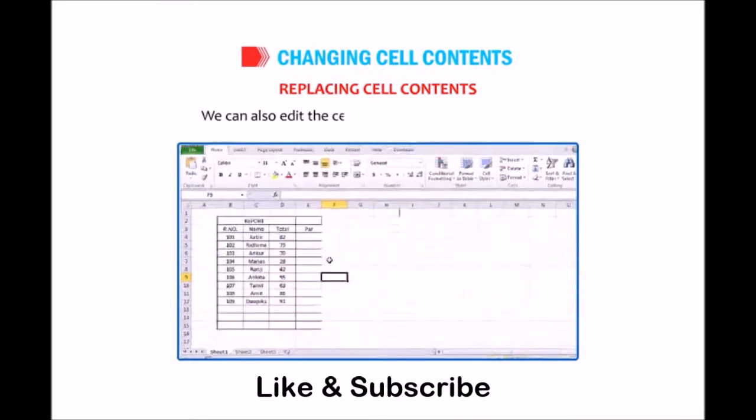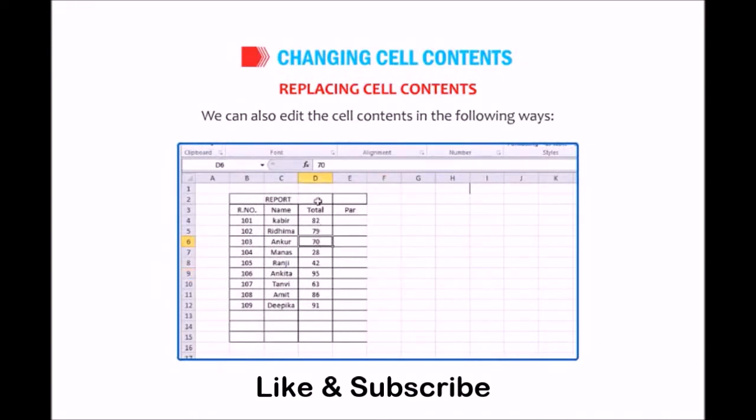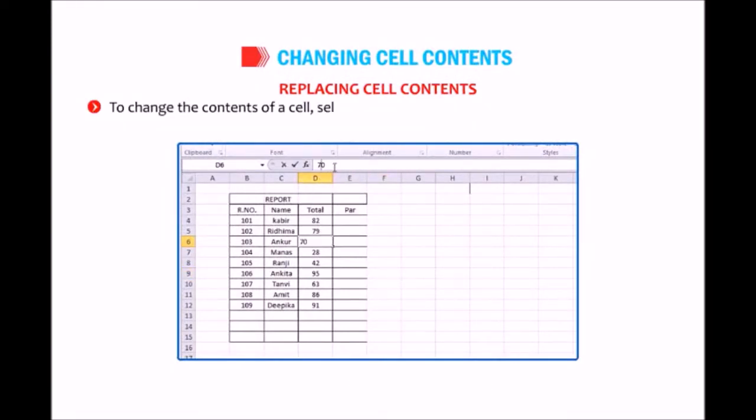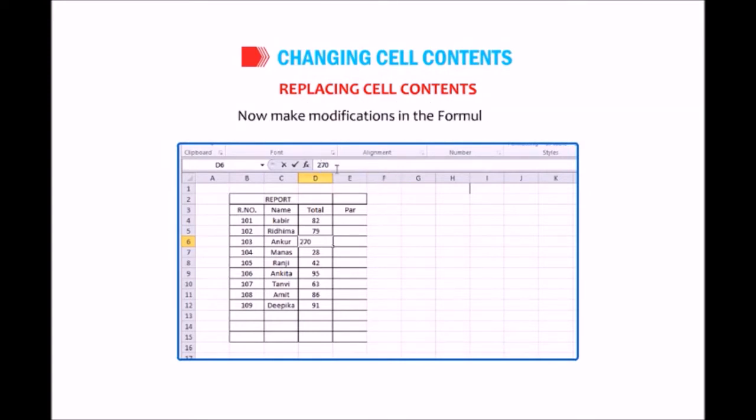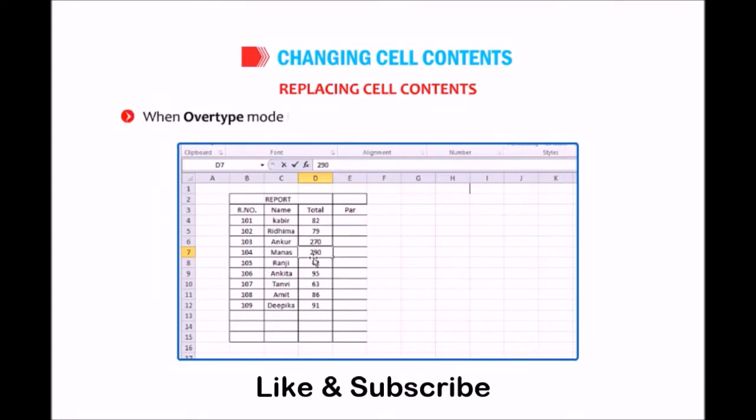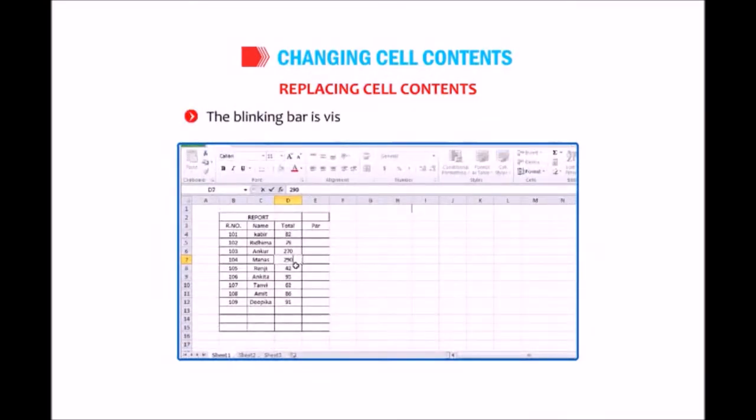We can also edit the cell contents in the following ways. To change the contents of a cell, select the cell and then click on the formula bar where you want to insert characters. Now make modifications in the formula bar. Turn on the Overtype mode by double-clicking on the cell and pressing the Insert key from the keyboard. Start typing in the cell. The existing characters will get replaced with the new characters you type. When Overtype mode is turned on, the cursor changes to a thick blinking bar. The blinking bar is visible only when you are in Edit mode.